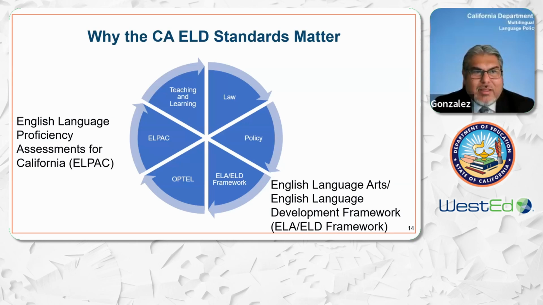Thank you, Christine. So we need to examine why the ELD standards matter. The circle shown on the slide is split into 6 equal parts. Beginning at the top and moving clockwise, each section is labeled law, policy, English Language Arts, English Language Development Framework, or we'll refer to it as the ELA-ELD framework, Optel, English Language Proficiency Assessments for California, known as the LPAC, and teaching and learning. Each part represents an important element as to why the ELD standards matter.